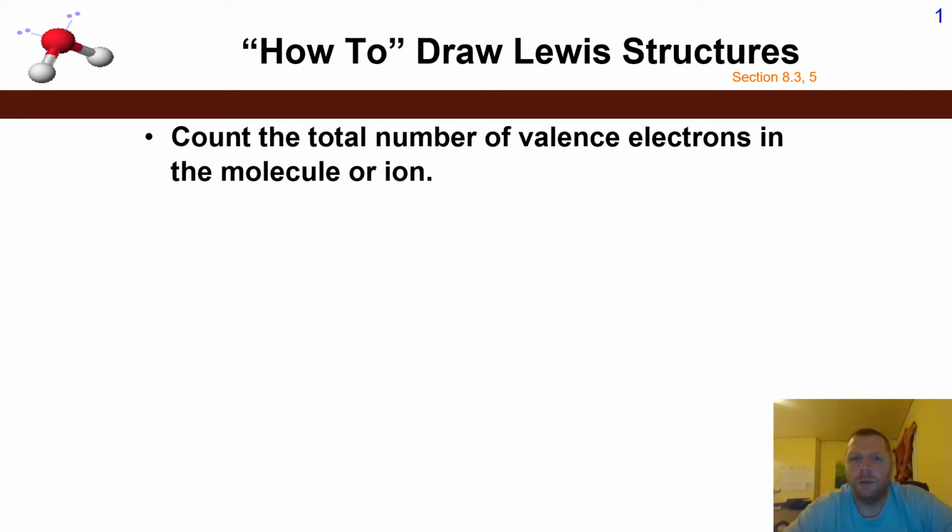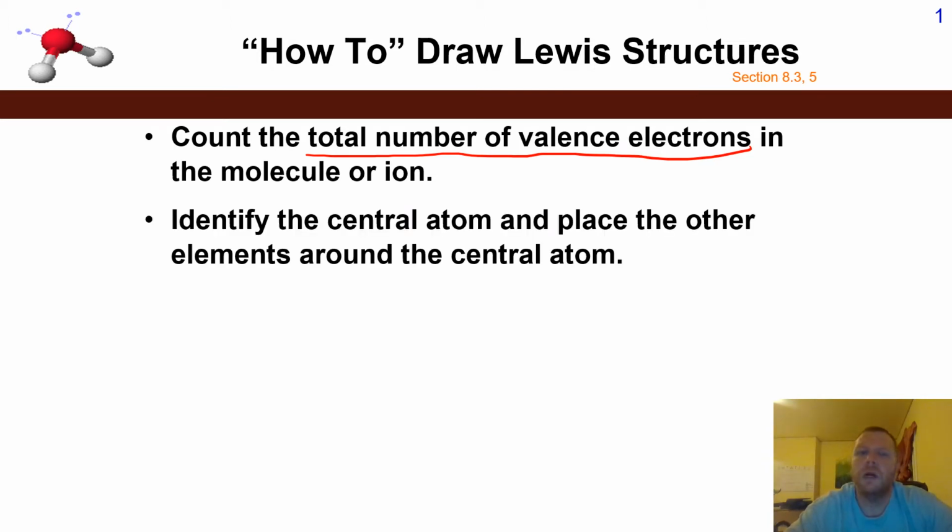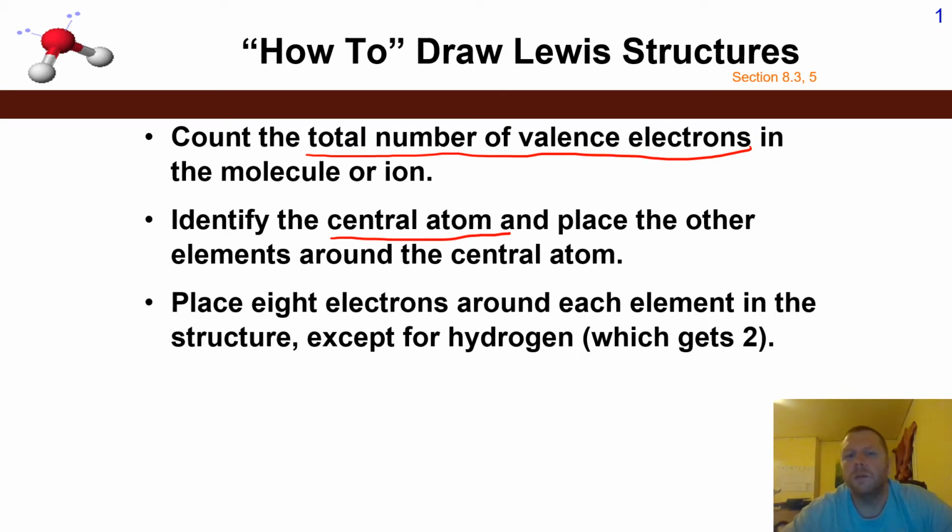So the first step is to count the total number of valence electrons. That total number of valence electrons is a number that you're going to come back to. You're going to count that total in that molecule or ion. You're going to identify the central atom and place the other elements around that central atom. You're going to place 8 electrons around each element in the structure, except for hydrogen. Keep that in mind, except for hydrogen, because hydrogen's kind of a rascal.